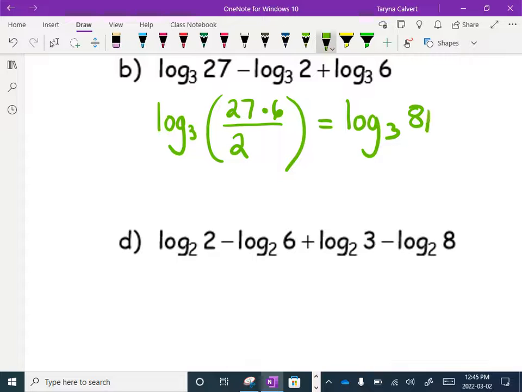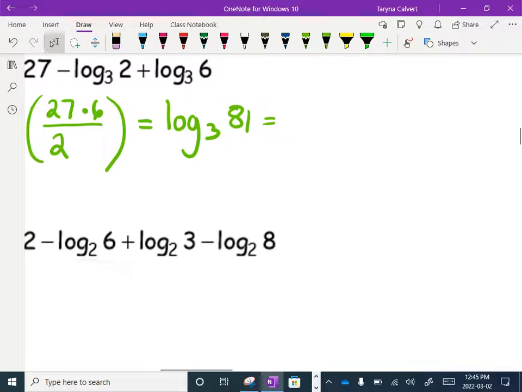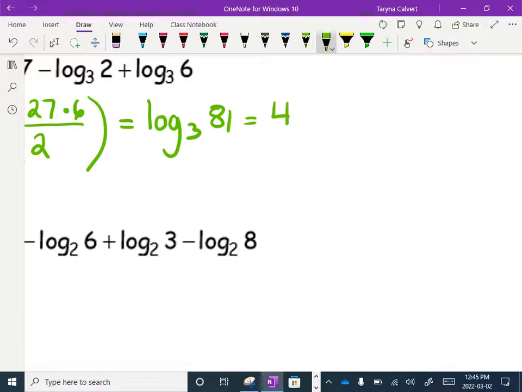All right, so it's 27 times 6 divided by 2 is 81. So that is our single logarithm. And that's going to equal 4. And then you're done. Okay, so 2 parts. First part, there's your single logarithm, and there's you evaluating it.